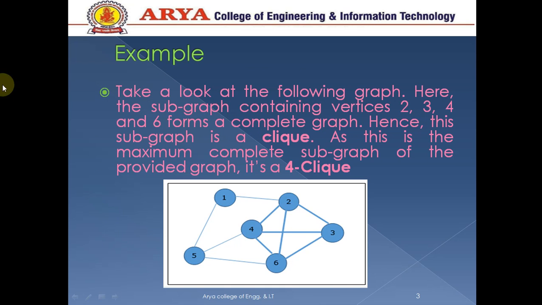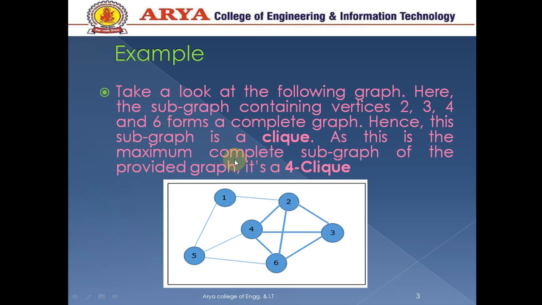So this is an example of this. Take a look at the following graph. Here the subgraph containing the vertices 2, 3, 4 and 6 forms a complete subgraph. Hence this subgraph is a clique. That means in this graph 6 nodes are present. And what is the subgraph? We can see this 2, 3, 4, 6. This is a subgraph in which all vertices are connected to each other. This is known as the clique.